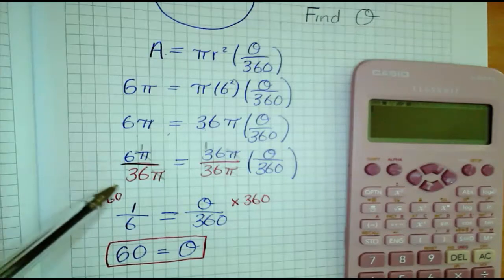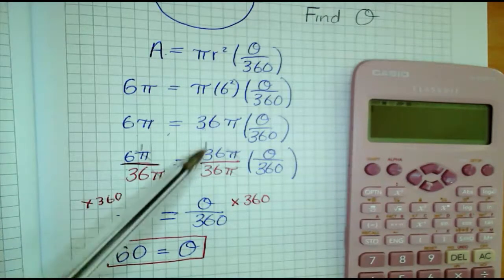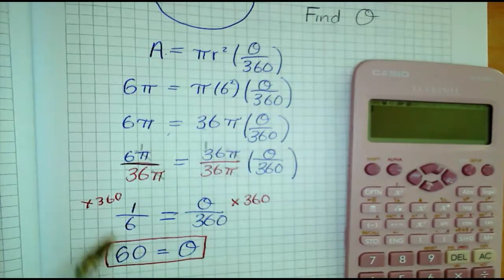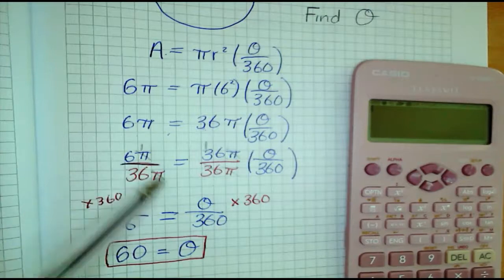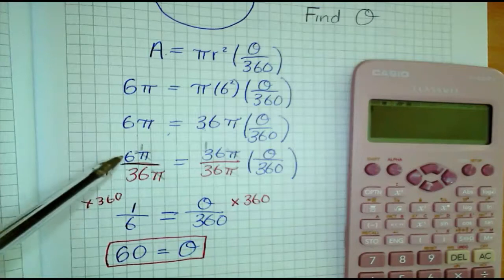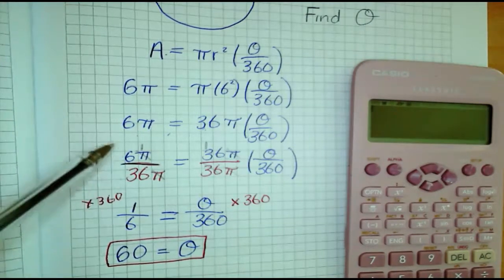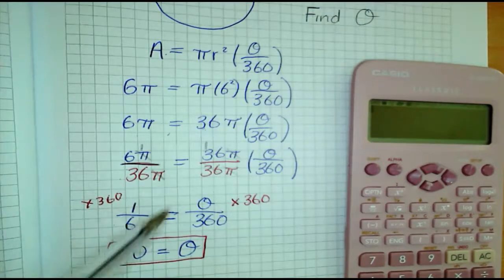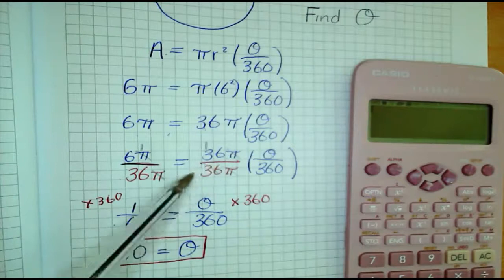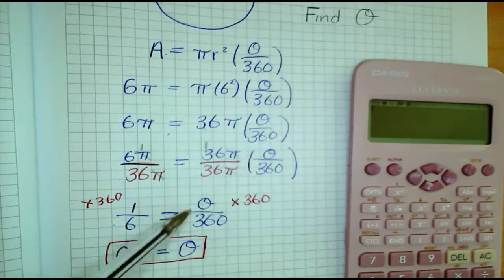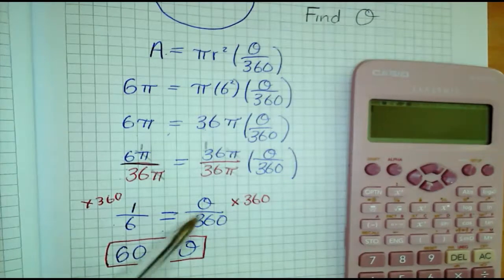So 6 pi divided by 36 pi is equal to 36 pi over 36 pi, multiplied by theta over 360. My pi's divide into each other, so pi divided by pi is just 1, and then 6 divided by 36, if you put that into the calculator, is 1 over 6. My equals comes down, 36 pi divided by 36 pi goes once, and 1 multiplied by theta over 360 is just theta over 360.